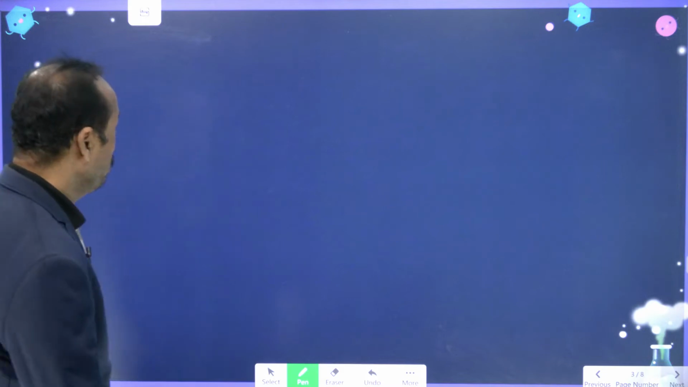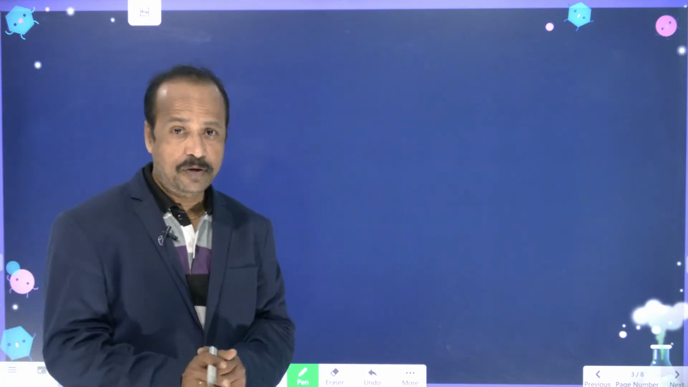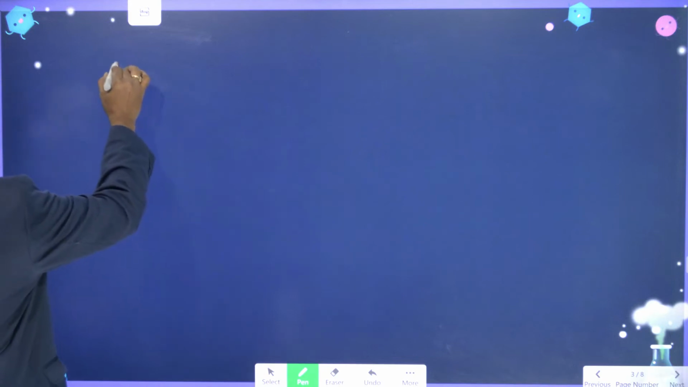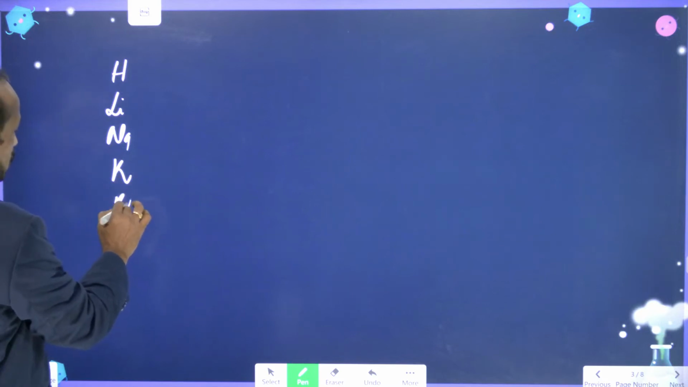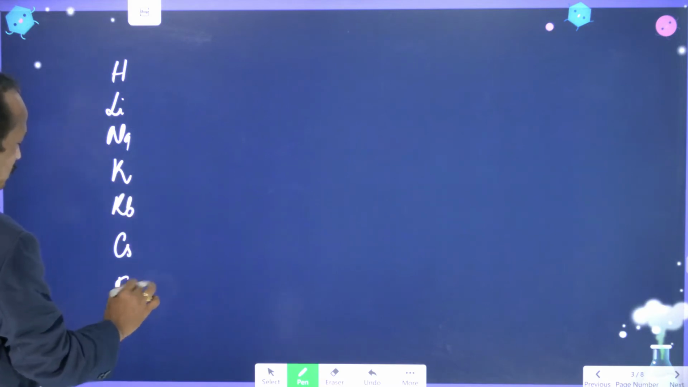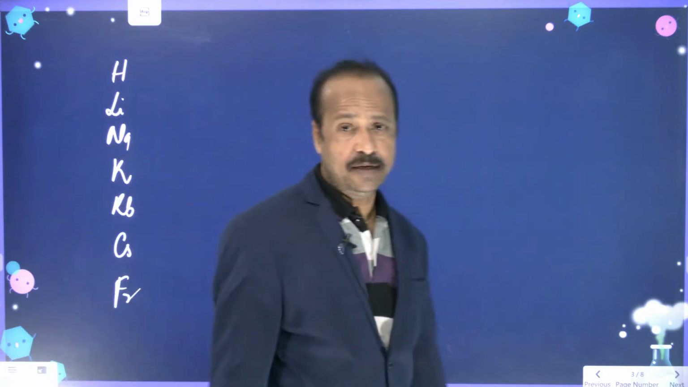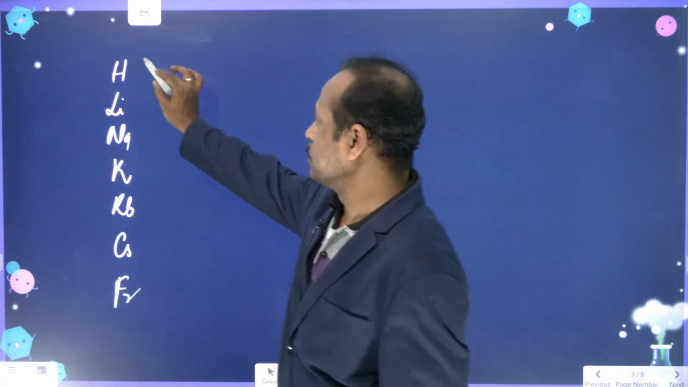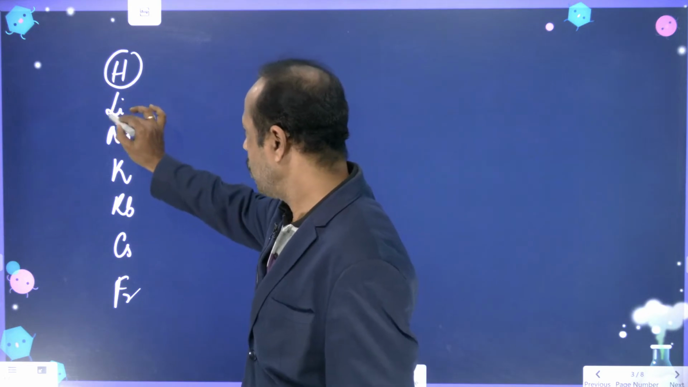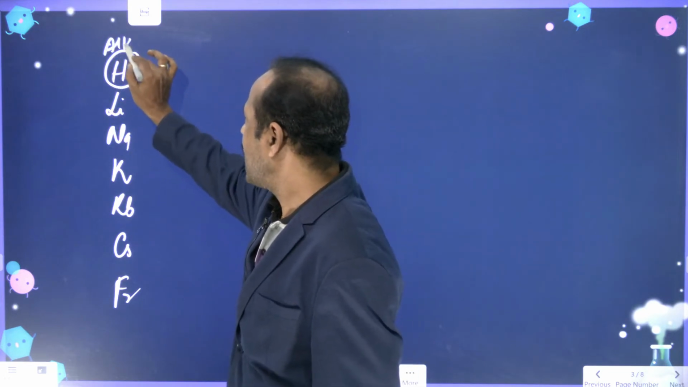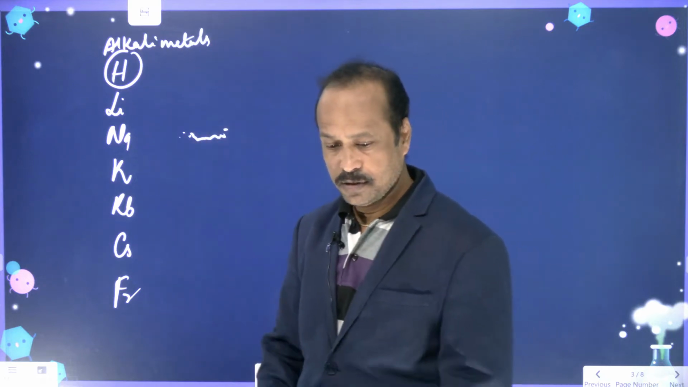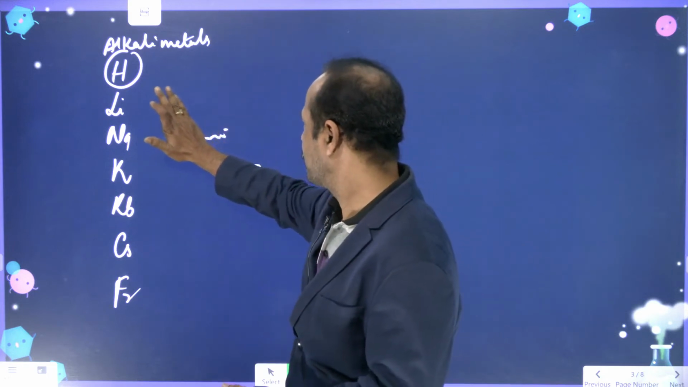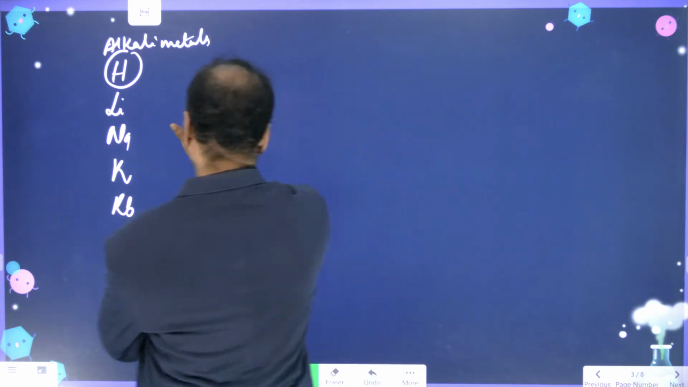In the groups, if you take the first group and see the periodic table, the elements we can find are hydrogen, lithium, sodium, potassium, rubidium, cesium, francium. Except hydrogen, the remaining elements are called alkali metals. This I will discuss, don't worry. I am just telling you. So that's called alkali metals.